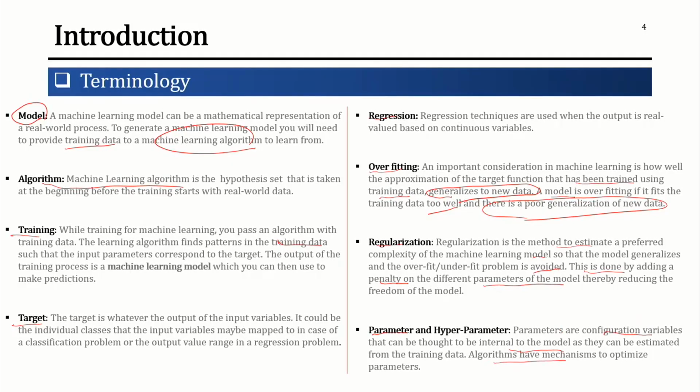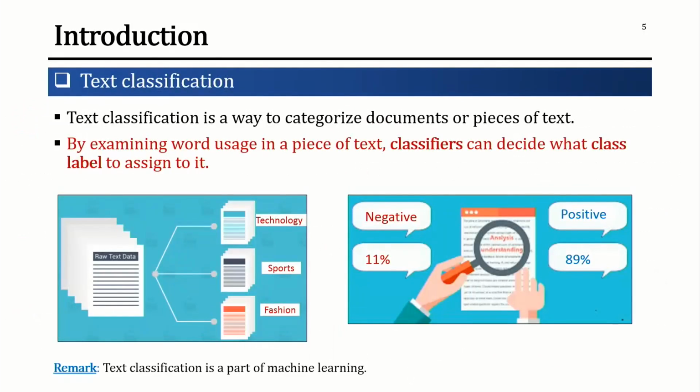Once you have selected a specific algorithm, there is a way that we can try to adjust, to vary different parameters allowed for this particular algorithm. So next we will see what text classification is. It is a way to categorize documents or pieces of text. You try to categorize some information by examining what is said in a piece of text. A classifier can decide what class label to assign to it.